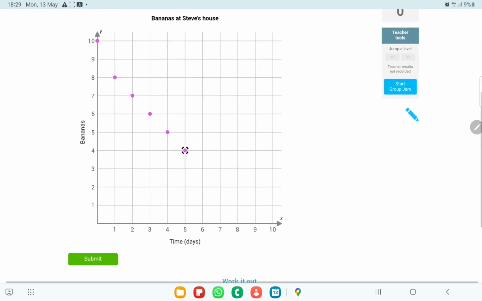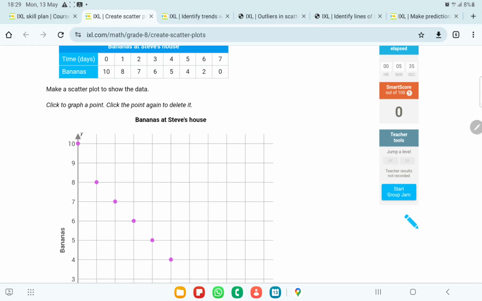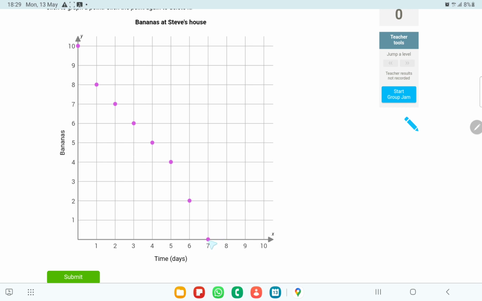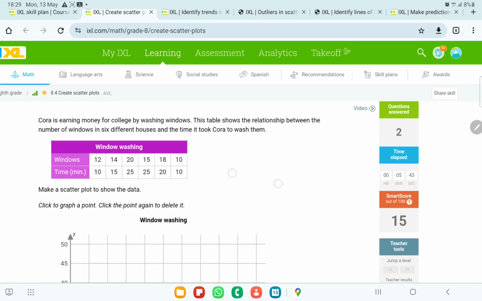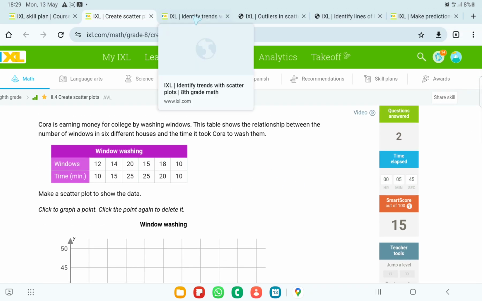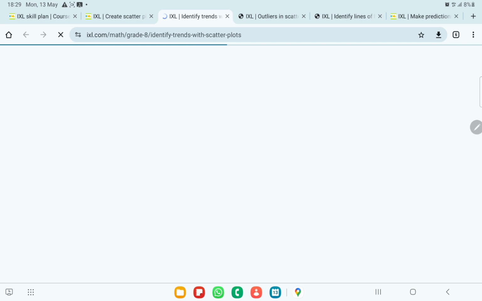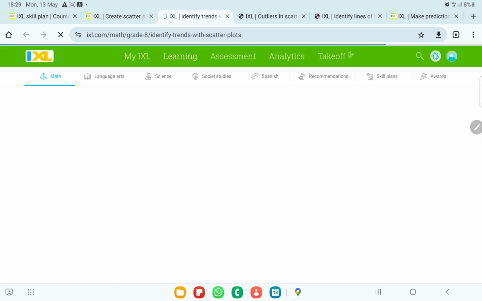6 with 2. Go for the 6 with the 2. And finally here you have the 7 with the 0. 7 is the x and y is the 0. Submit. Very good. So this is creating the scatter plots. This is the second part of the first lesson, which is identifying the trends.